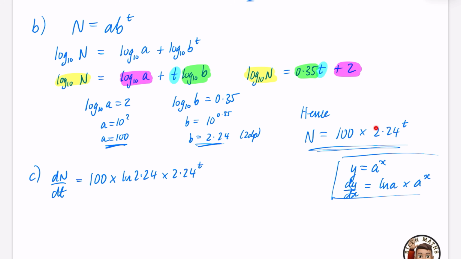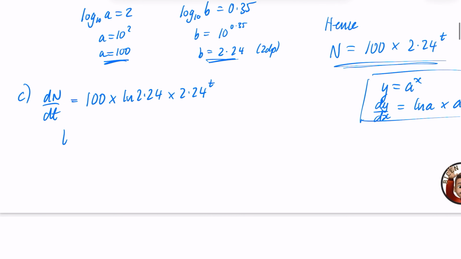So differentiating 2.24 to the power of t, you get ln of 2.24 times by 2.24 to the power of t. The 100 just stays there. It's something that's being multiplied by it, so it doesn't change. And so you can say that t is equal to 5, hence dn dt, substituting 5 in here, is 100 times by the ln of 2.24 times by 2.24 to the power of 5, and we get 4548.